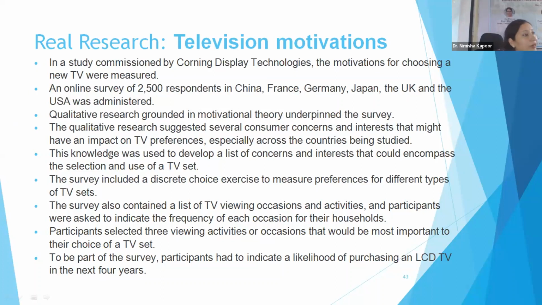From the qualitative dimension, they developed a questionnaire, a survey, which gave them discrete choices to measure preferences for different types of TV sets. So what's happening here is that they were looking at people who were interested in buying TV sets. First they did an exploratory study, used the findings to develop a survey, and then administered that survey to a very, very large audience, 2,500 respondents. अगर आपने कभी डेटा कलेक्ट किया तो you can understand 2,500 respondents is huge.